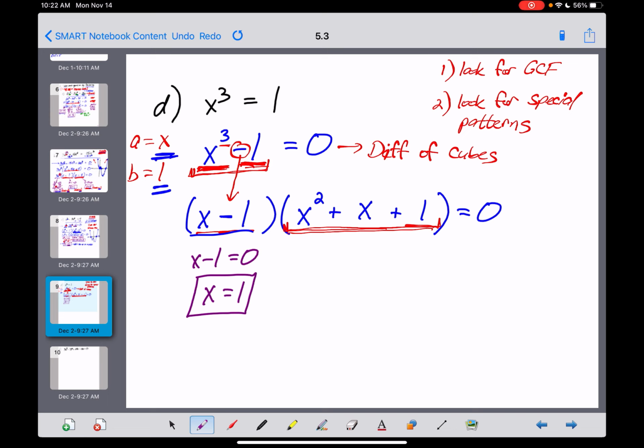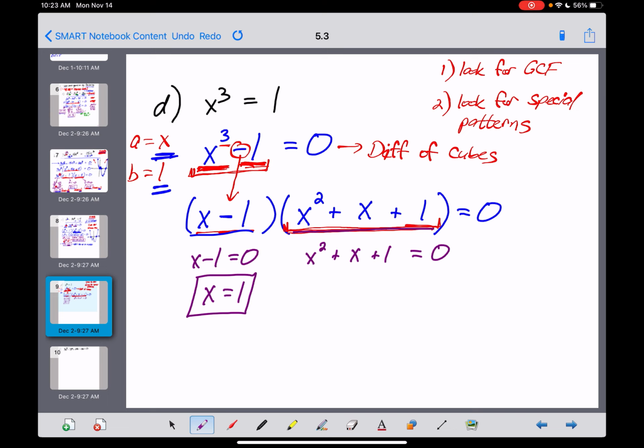But the second part now comes from taking the second factor, which is x squared plus x plus 1, setting that equal to 0, and solving. So now, look at where we are right now, guys. We have a quadratic trinomial set equal to 0. We need to solve that. How do we solve a quadratic trinomial equation?